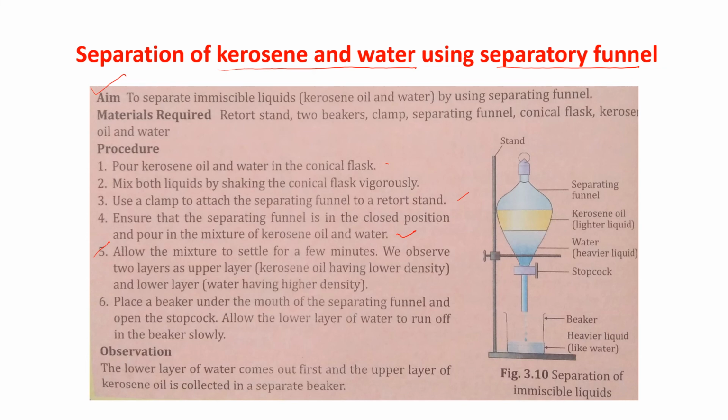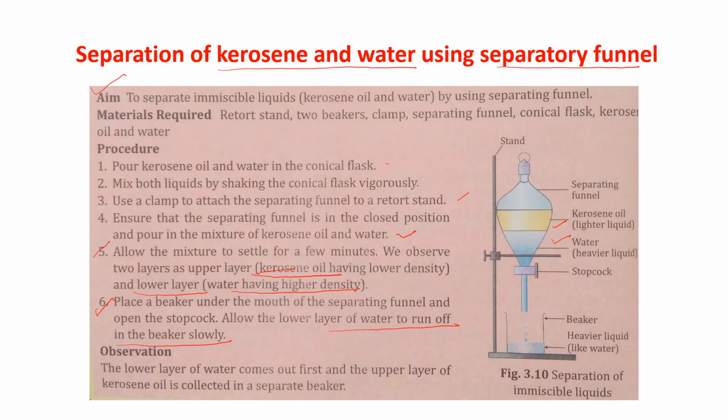Observe two layers. The upper layer is lighter, so it will be kerosene oil, and the lower layer will be water, having higher density. Kerosene oil here is the lighter one, having the lower density. This is kerosene oil and this is water having the higher density. Now place a beaker under the mouth of the separating funnel and open the stopcock. Allow the lower layer of water to run off into the beaker slowly.